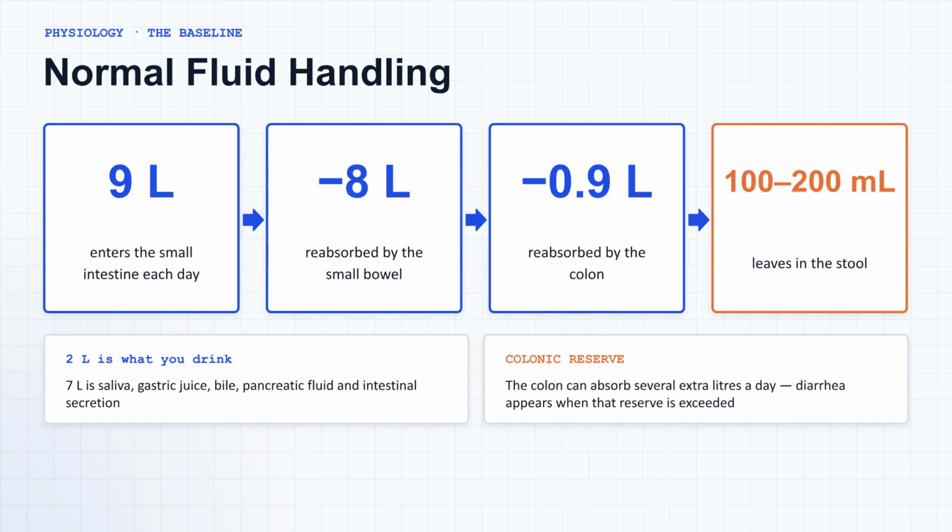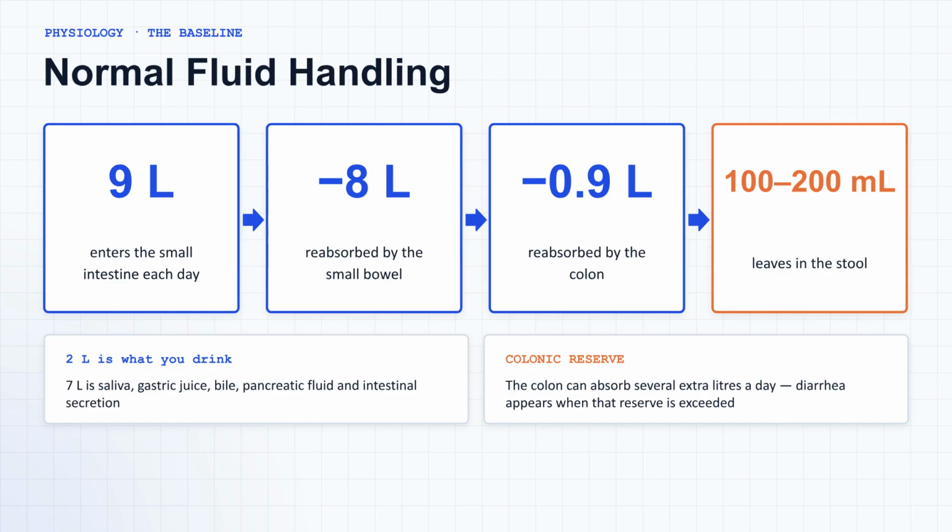Before disease, normal physiology. About 9 liters of fluid enter the small intestine every day. Only about 2 liters of that is what you drink. The other 7 liters is saliva, gastric juice, bile, pancreatic fluid, and intestinal secretion. The small bowel reabsorbs roughly 8 of those 9 liters. The colon takes back most of the rest, and only about 100 to 200 milliliters leaves in the stool.